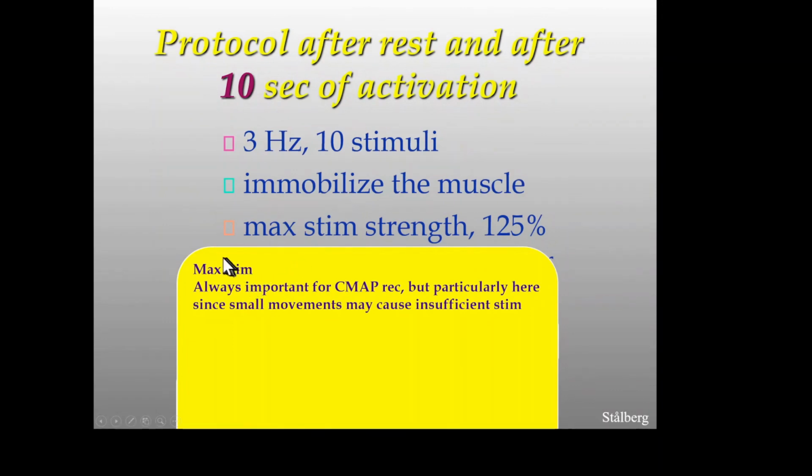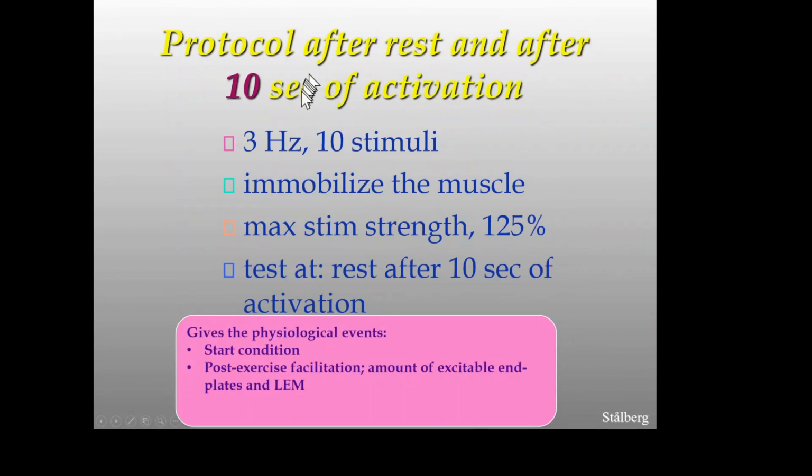And why max stim? If we have just a borderline stimulation strength, and we have small movements during repetitive stimulation or during the voluntary contraction, then we may come out of position and we get something that looks like a decrement. So make sure that we have a stimulation strength that is 125% above the liminal.